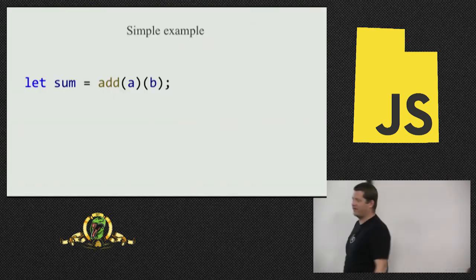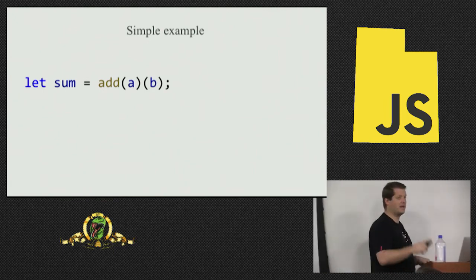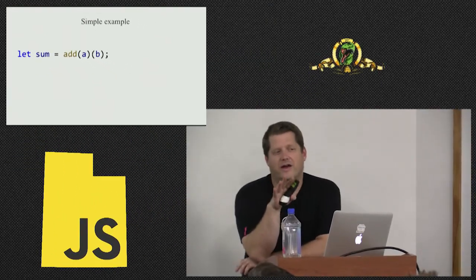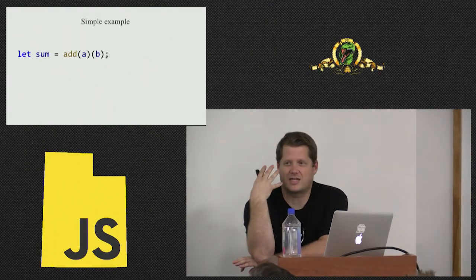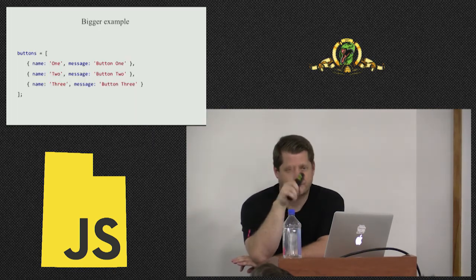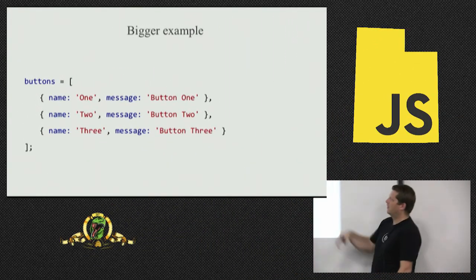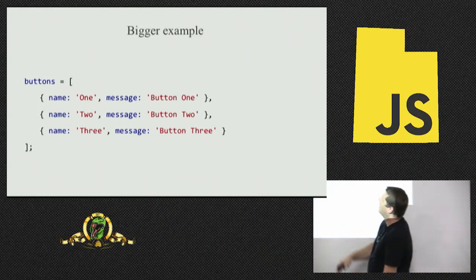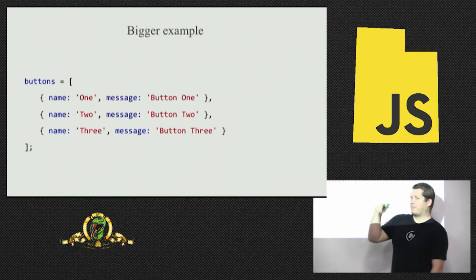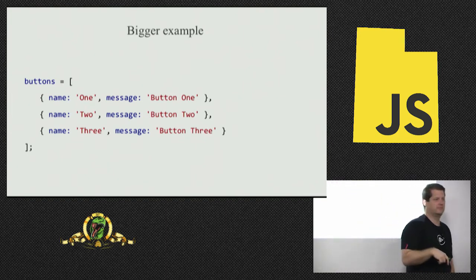And I'm not a huge fan of currying in most cases because I feel like it just makes things more complicated. But there are some cases where, when you start to think of things this way, it becomes actually fairly interesting. I'll give you an example. I have a list of buttons. 1, 2, and 3. When I click on the button, I want to display a message.